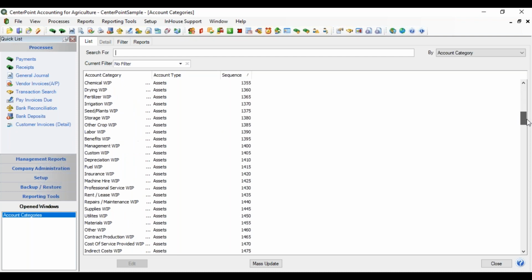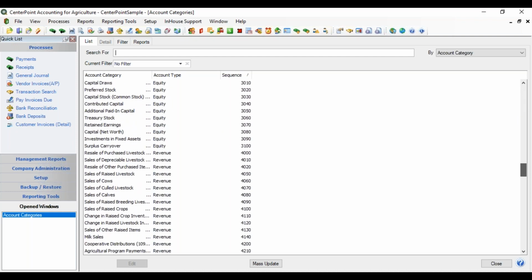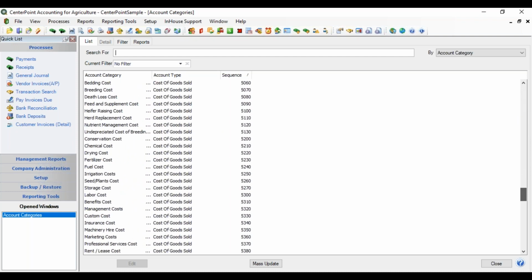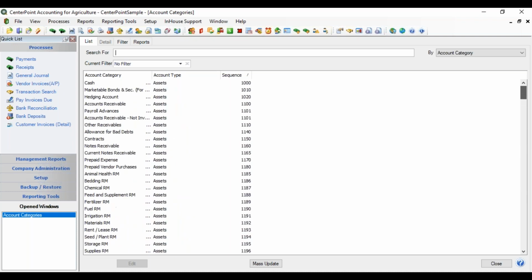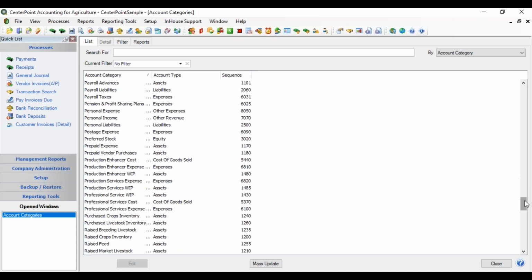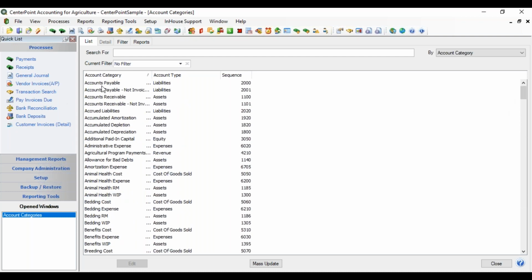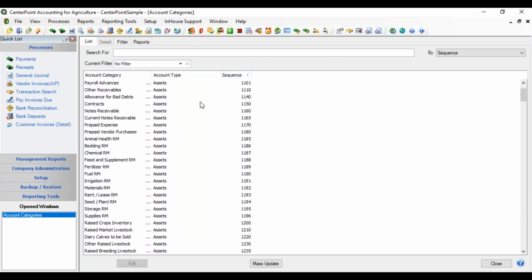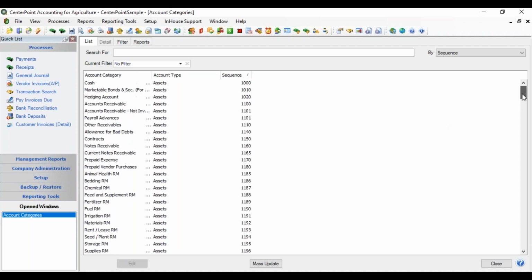So you can see first we're seeing assets, liabilities, equity, and then it starts with revenue, cost of goods, and expenses. You can order this list however you want by clicking on the column that you wanted to order it by. So I could go to account category, and then it would order it alphabetically by the account category. All of the different account categories have different purposes, and a lot of them will have the same purpose, but are just organizing that group of accounts.